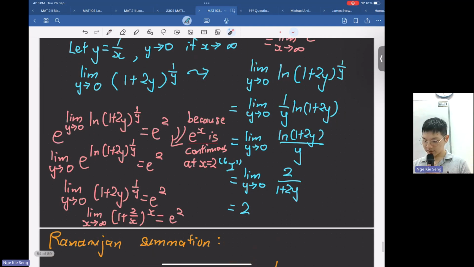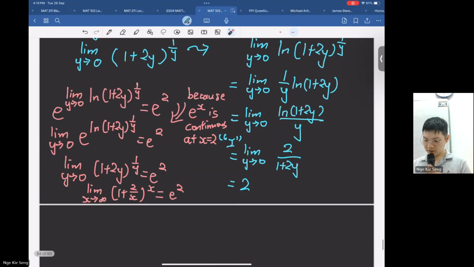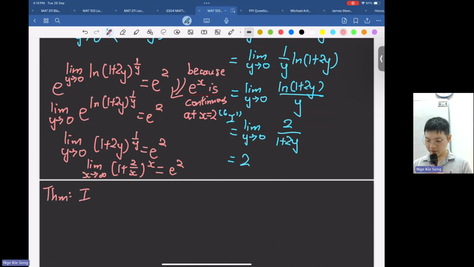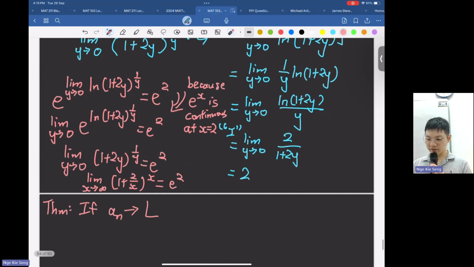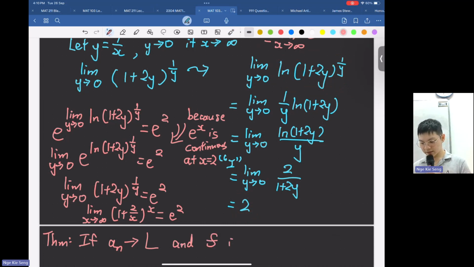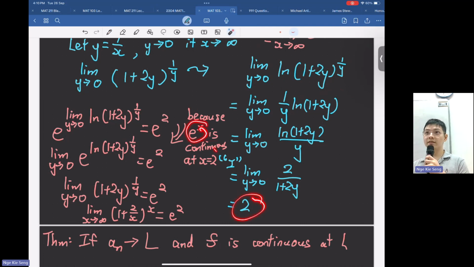Let me recall the statement for you. Theorem: if a_n converges to L, and you need to think of this as your a_n now, and f is continuous at L, now we have continuous at 2, e to the x is continuous at 2. What is going on here?